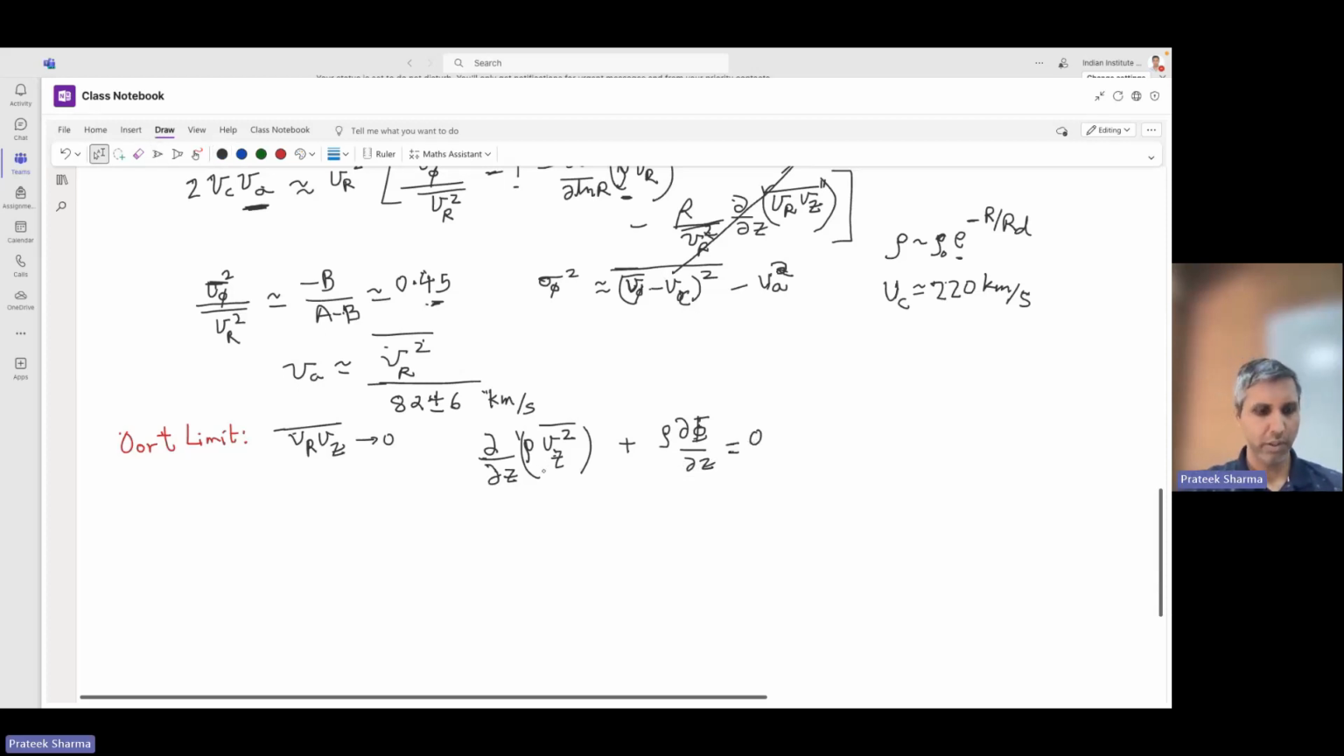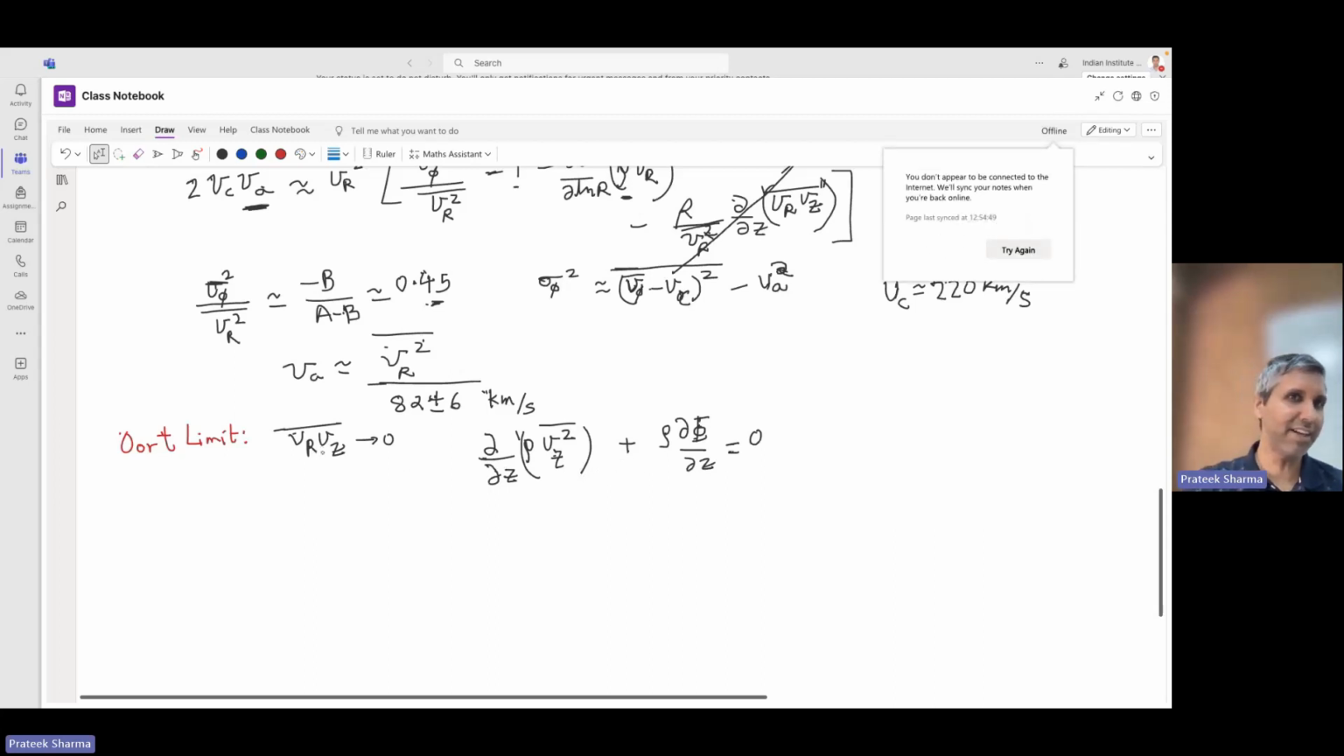What is this? This is basically just the hydrostatic equilibrium in the vertical direction, right? And there are terms which involve VR VZ, but I'm setting them to be small because, from symmetry, only VR squared and VZ squared appear. And so the linear correlation terms, on integrating over velocity, will give you 0. Okay, so this is a vertical hydrostatic equation.